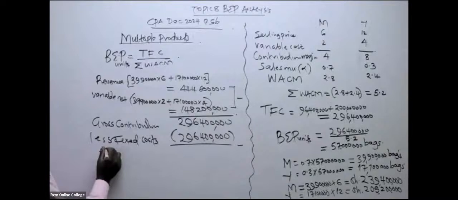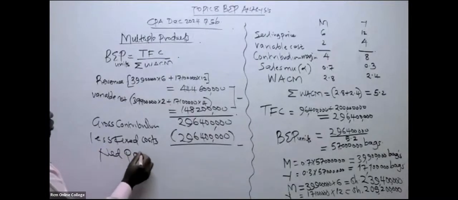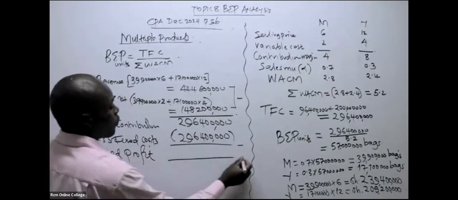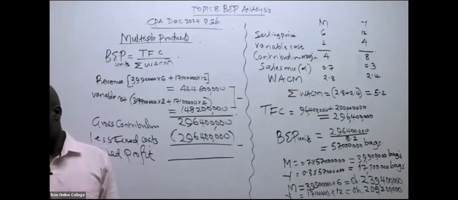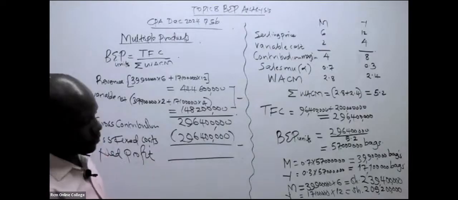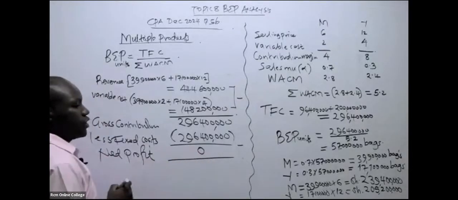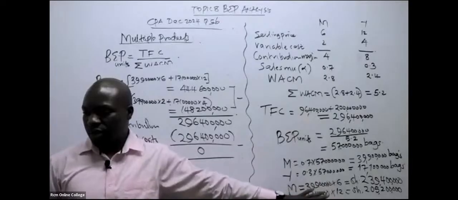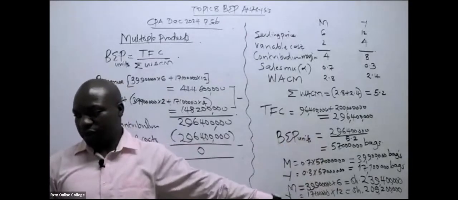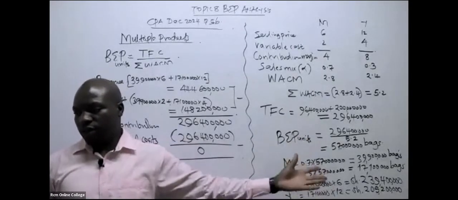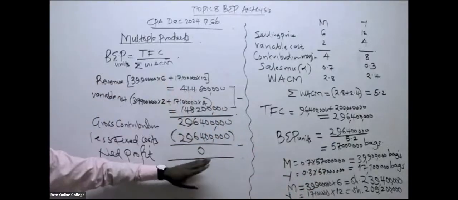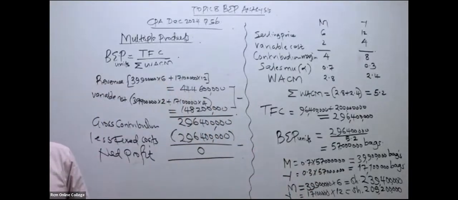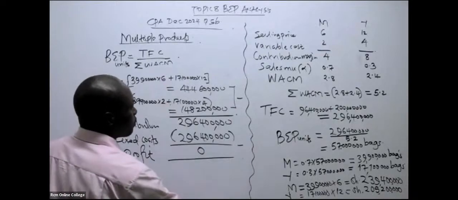What should be our net profit at break-even point? It should be 0. So is it true that what we have done here is correct? Yes. So we have now confirmed that it is actually taking us to a net profit of 0. Can we now go ahead and get margin of safety?